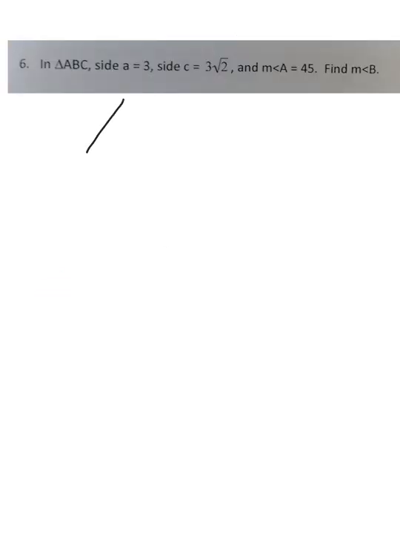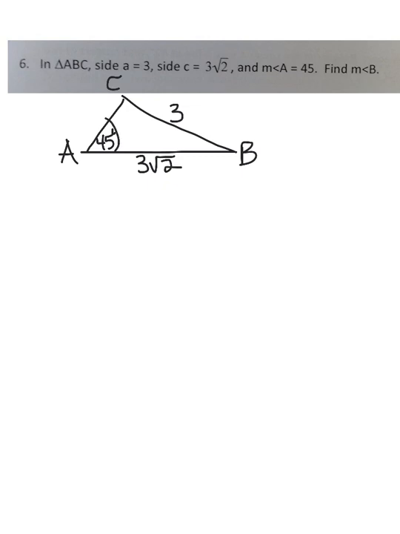Alrighty, so we've got another triangle again. Let's label A, B, C. Little a is 3, that's over here. Little c is 3 radical 2, that's down here. And angle A is 45 degrees. So that's that right there. All right, and we want angle B. So this is the one that we don't know.